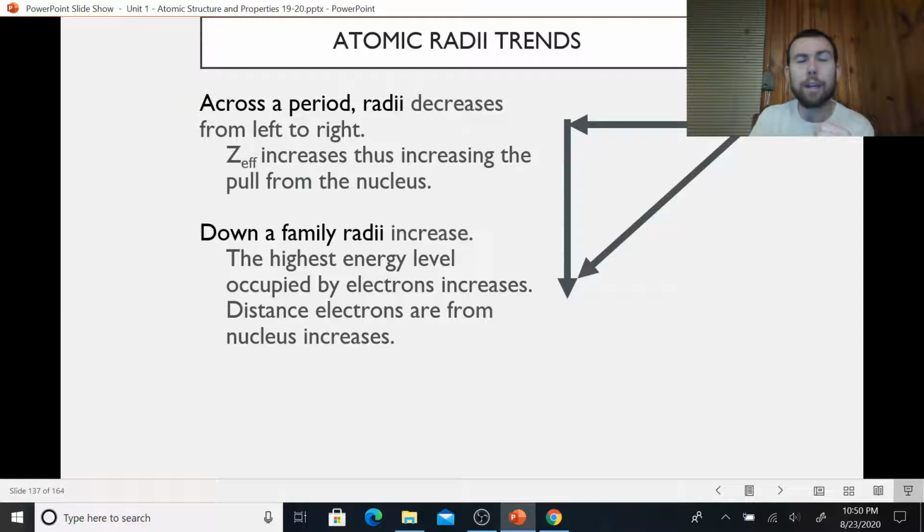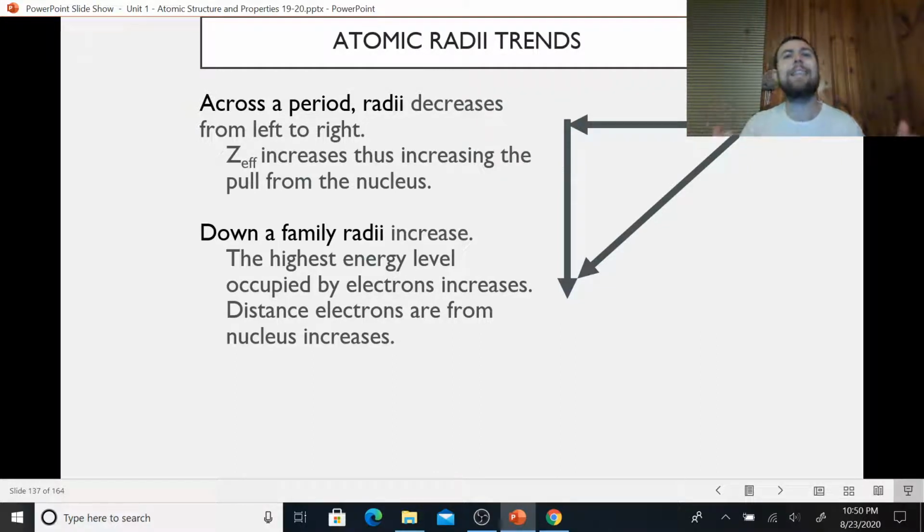So that means that the protons have greater attractive forces with those electrons, pulling them closer together, making the radius smaller. Now, as we move down a family, the radii is going to increase. That should make sense because as we move down, we're adding an additional energy level. And so we're going to be getting a larger atom. As a result, farther distance, less attractive forces, it's going to get larger. The highest energy level occupied by electrons increases as you move down, and so the distance electrons are from the nucleus also increases.